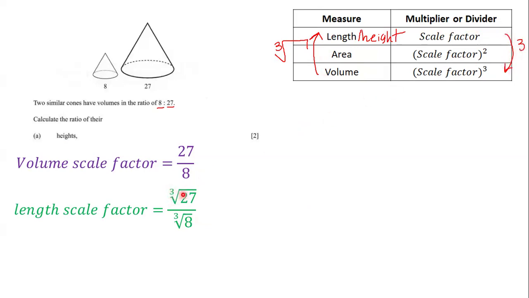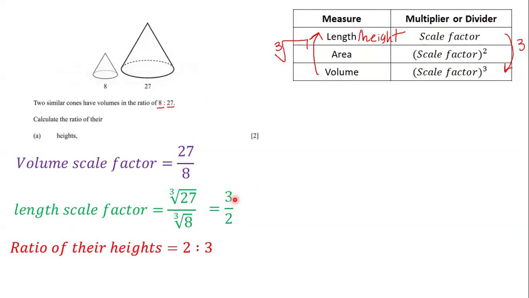And so what is the cube root of 27? The cube root of 27 is 3, because 3 times 3 times 3 is 27. And the cube root of 8 is 2, because 2 times 2 times 2 is 8. And so what does that mean? That means the ratio of their heights is going to be, I'm sorry, 2 to 3.